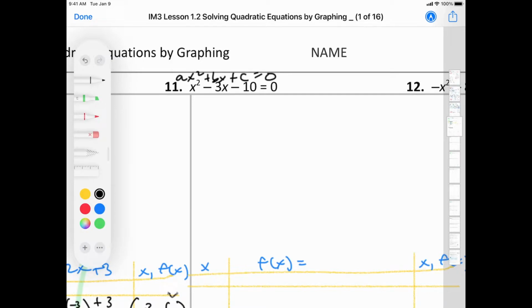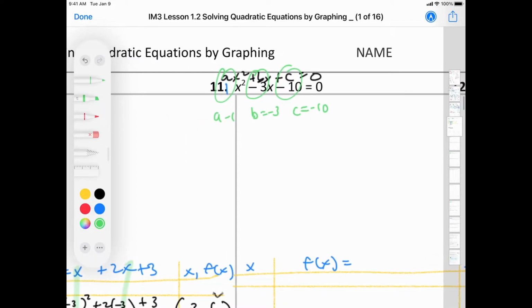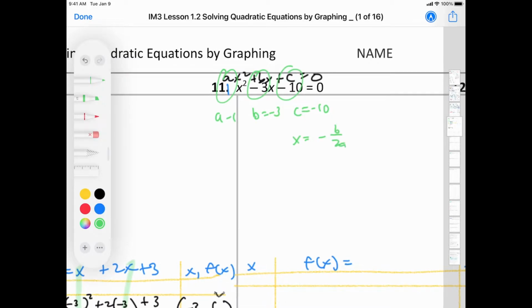I got a is 1, b is -3, and c is -10. And put an axis of symmetry, -b over 2a. Always write that formula down. And let's just substitute that in. My b value is -3, and my a value is 1.